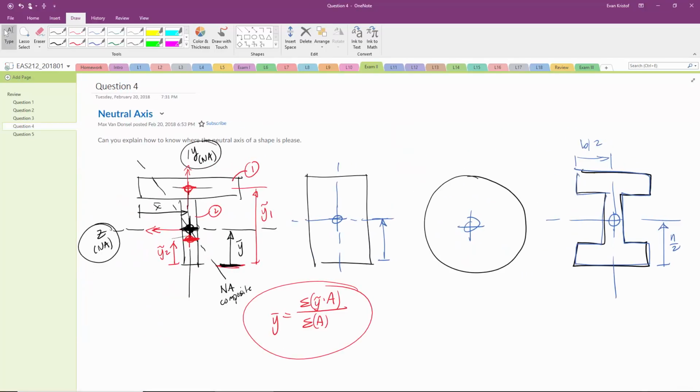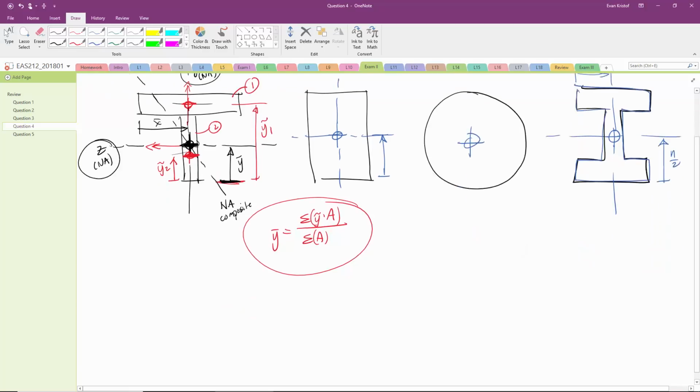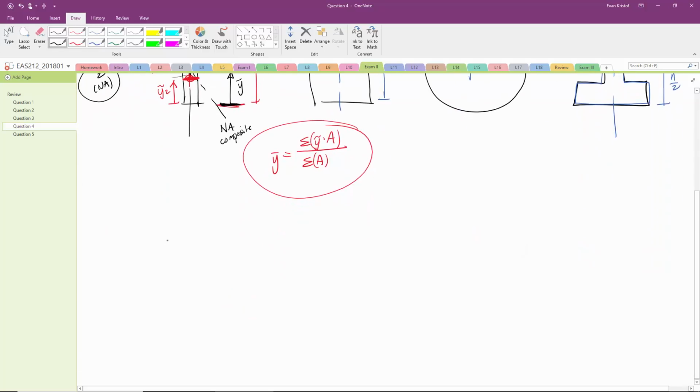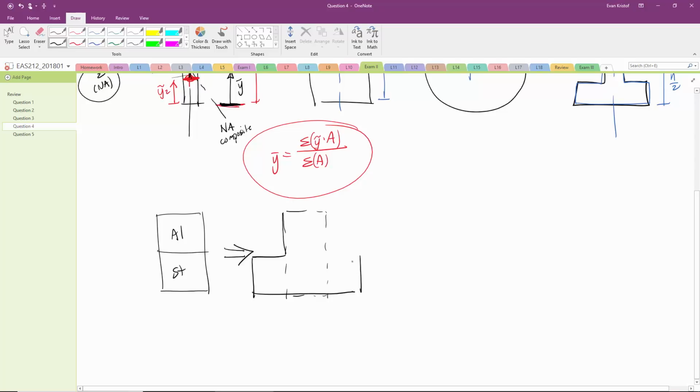So hopefully that answers Max's question about how do you know where the neutral axis of a shape is. I want you to be able to find the centroid of a shape and then assume that the neutral axis is passing through it. The one exception that we want to talk about is the composite beams. So we had the example where we had aluminum on the top and steel on the bottom, and then we either transform that into all aluminum, which would look like this.